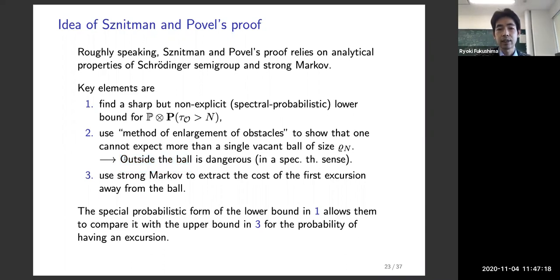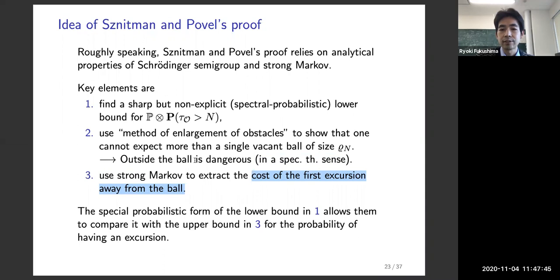So as a consequence, outside of the ball is quite dangerous for the random walk. And this is made precise in a spectral theoretic sense by using his method. But I will not make it precise. In a rough sense, outside is dangerous. And then finally, they use strong Markov property to extract the cost for the first excursion away from the ball.